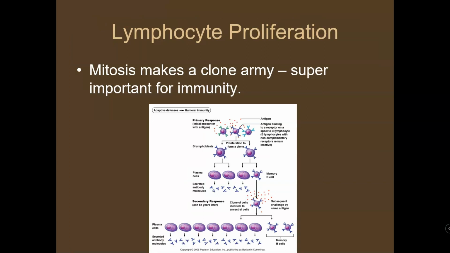Lymphocyte proliferation is a phrase that's going to come up in the functions for the spleen. Lymphocyte, again, is a type of white blood cell. Anytime you see that word proliferation, it means to make more of something. So the spleen is a place where we can make more white blood cells.